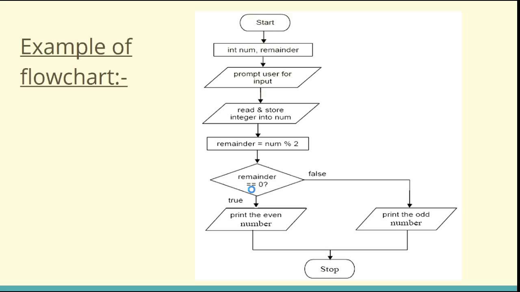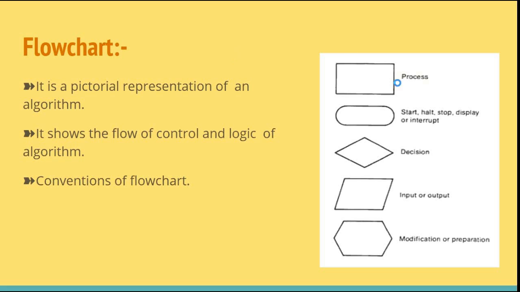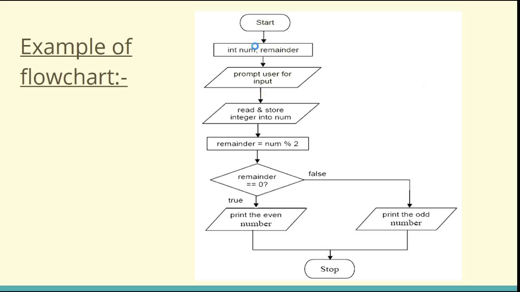Let us see an example of flowchart which makes the concept clear. So this is a flowchart drawn for finding whether a number is even or odd. See, start and stop is represented by this round corner rectangle. Now this rectangle is used to declare something. So a rectangle is used for process. So here the process is declaration. So we are declaring two variables named num and remainder, which are of the type integer.